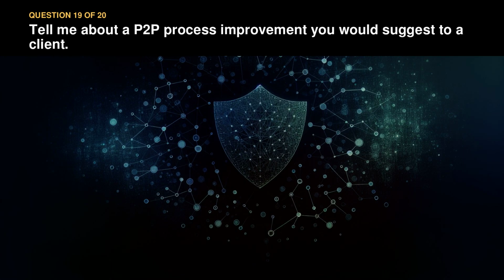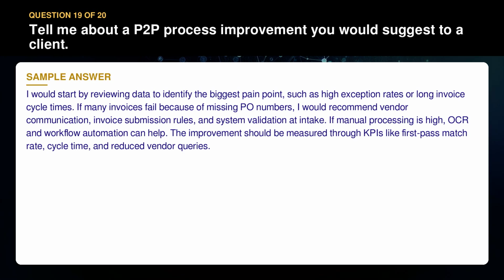Question 19. Tell me about a P2P process improvement you would suggest to a client. I would start by reviewing data to identify the biggest pain point, such as high exception rates or long invoice cycle times. If many invoices fail because of missing PO numbers, I would recommend vendor communication, invoice submission rules, and system validation at intake. If manual processing is high, OCR and workflow automation can help. The improvement should be measured through KPIs like first pass match rate, cycle time, and reduced vendor queries.